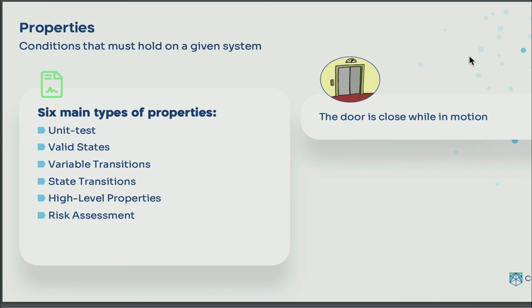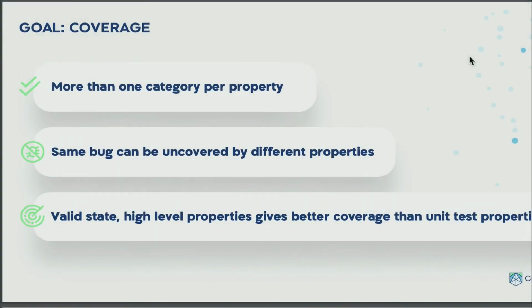And risk assessment is a different way of thinking. In this case, we think about what the worst things are that can happen, right? So like thinking backwards: okay, this should never happen. What we see here is that the door is closed while in motion. That would also be a risk analysis. And it's okay that it was also our valid state, because there can be more than one category per property. And the same bug can actually be detected by more than one property. So it's not like anything is distinct here.